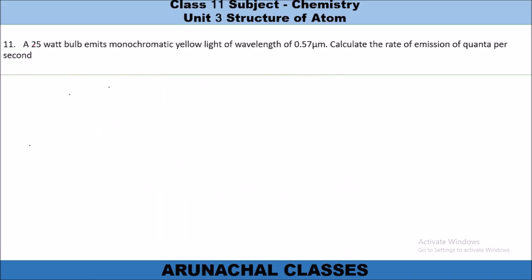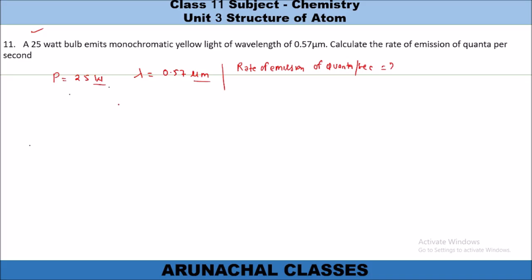Now let's move on to question number 11. Here the question is a 25 watt bulb, meaning the power of the bulb is given as 25 watt, which emits monochromatic yellow light of wavelength 0.57 micrometer. Now they are saying to calculate the rate of emission of quanta per second, that we have to find.